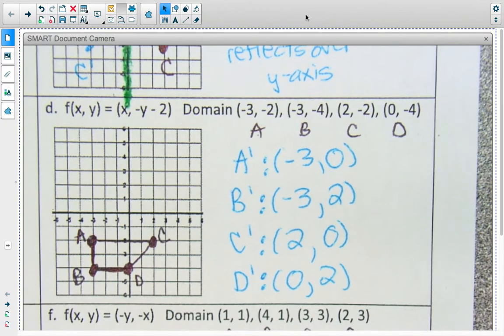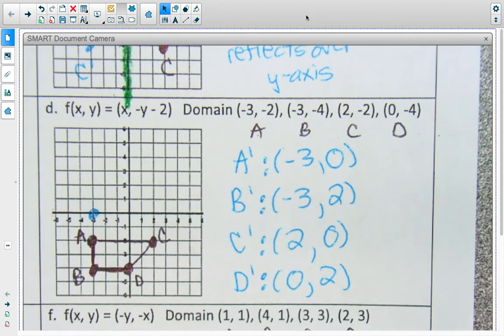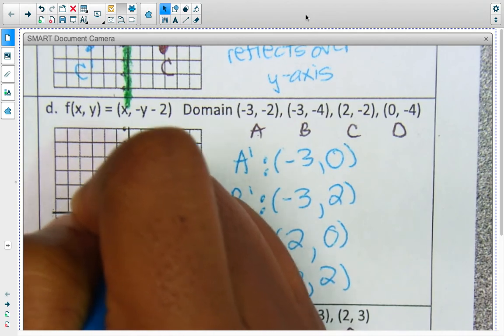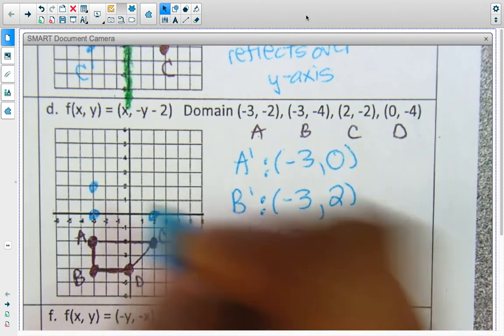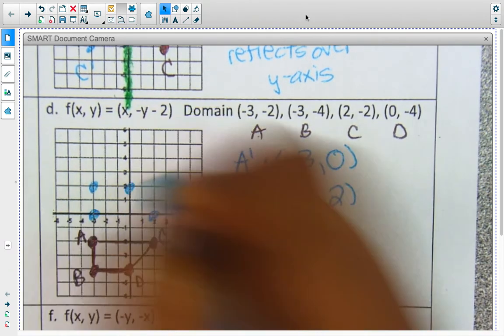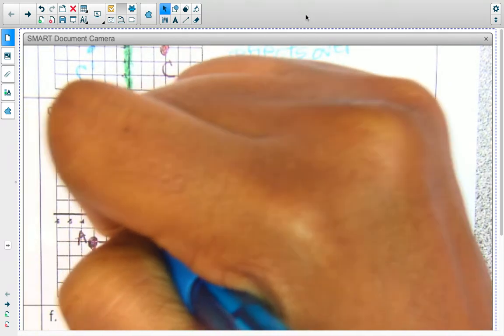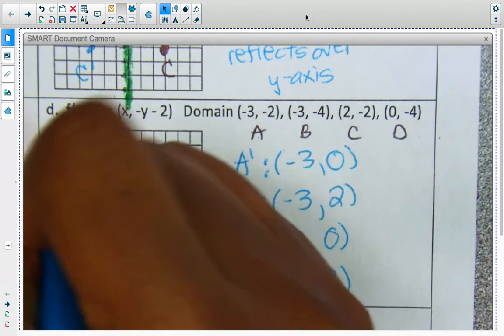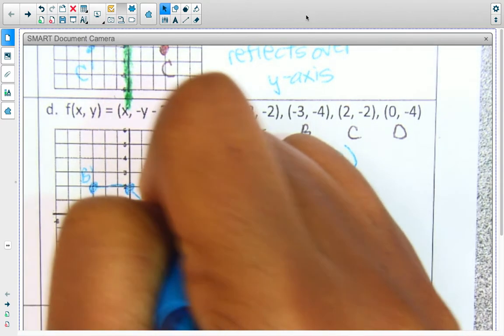So we're going to go through and we're going to plot these points. So we're going to start at the origin, and I got -3, 0. I got -3, positive 2. I got 2, 0. And then we have 0, 2. And we'll connect. So this is what my trapezoid looks like now. And we'll go through and label our prime points, A prime, B prime, and this was C prime.